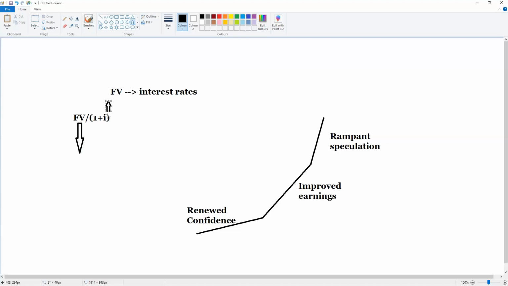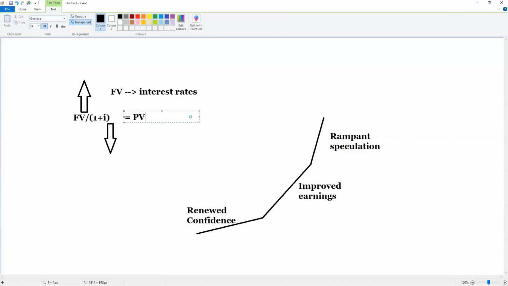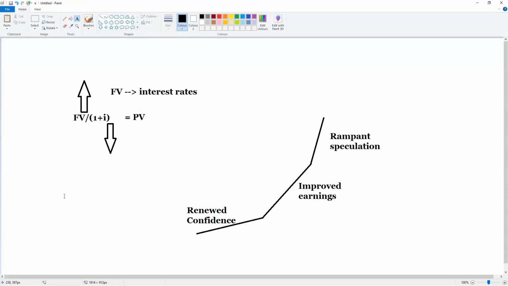There's an interplay between future value, so will there be improved earnings, or is the interest rate going to be completely dominating? And what does this equal? This equals what we're seeing in the markets right now, the present value. So the idea here is we've got to try and be quite savvy in deciding which is the greater force. Is the greater force the future value, or is the greater force the interest rate?